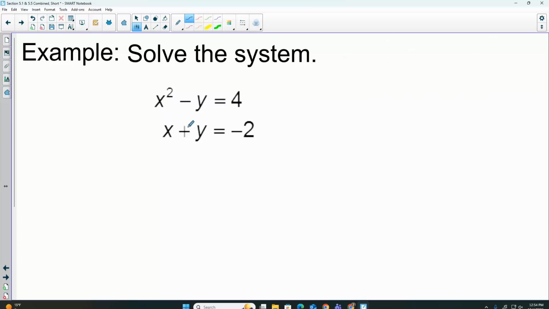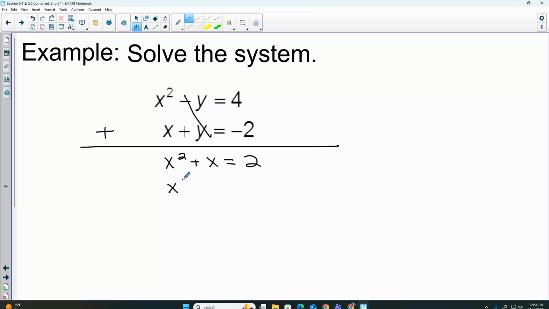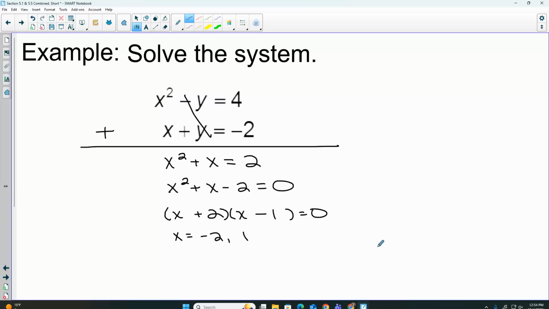What would easily be eliminated here? The y. I don't even have to do anything. And we would want to get rid of the y because we have x and x squared. So we want to keep x, get rid of y. I can't add x squared and x, so I just keep it as x squared plus x equals 2. I subtract my 2. What multiplies to -2 and adds to positive 1? 2 times -1. So we get x to be -2 and positive 1.